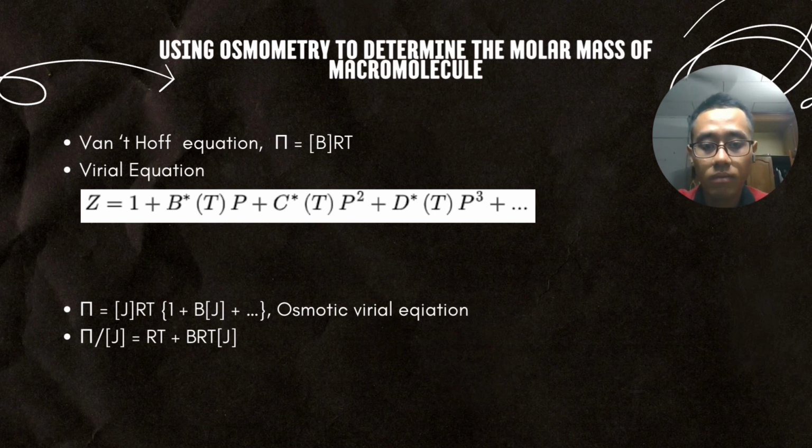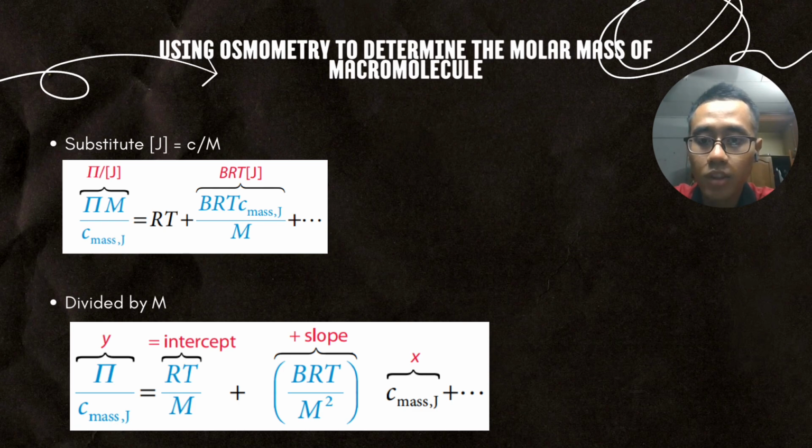plus BRTJ. Next, we will substitute J with c over M, which is mass concentration over molar mass. So we will obtain pi over c equals RT over M plus BRT over M squared times c. Then we can see that we have obtained a linear equation, where pi over c represents y, RT over M represents the intercept, BRT over M squared represents the slope, and c represents the x-axis.